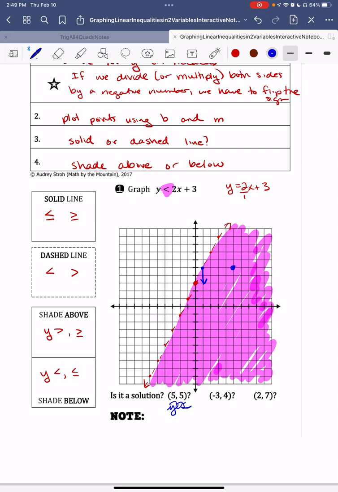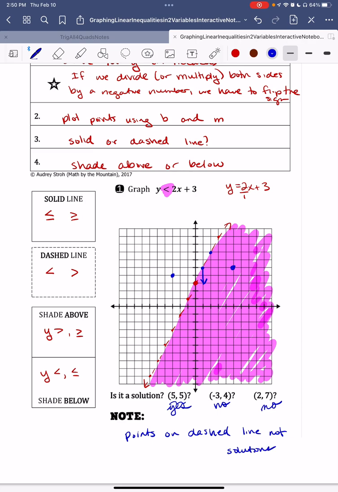How about (-3, 4)? Well, left negative 3, up 4. No, that is not in the shaded region. How about (2, 7)? Well, (2, 7) is right on that dashed line. That makes it not a solution. So here's the deal. Points on the dashed line are not solutions. On a solid line, they are, but not on a dashed line. So points on a dashed line are not solutions.